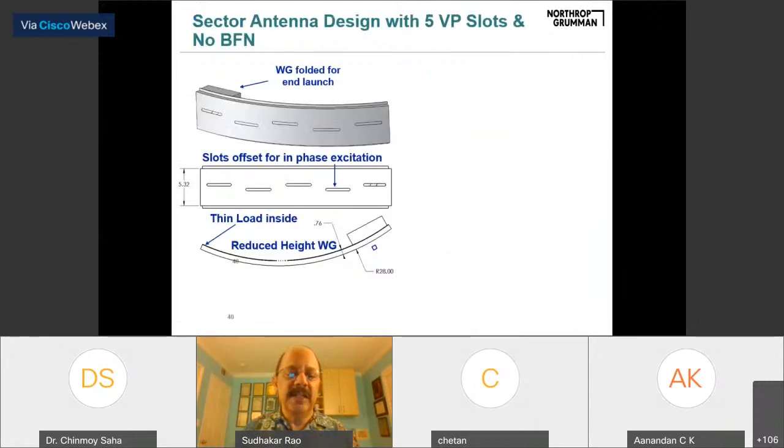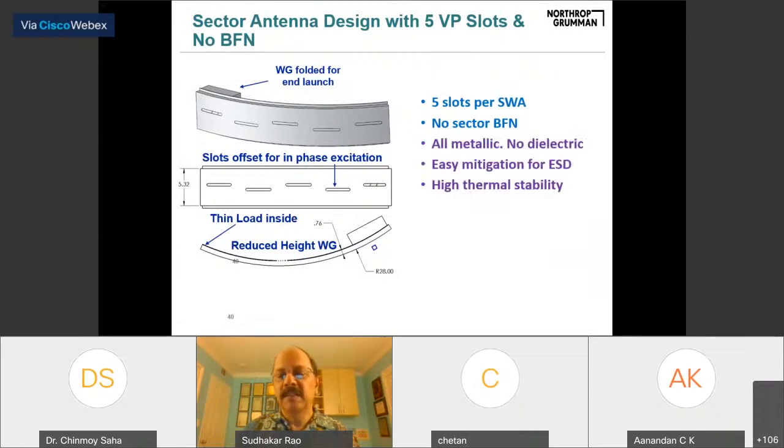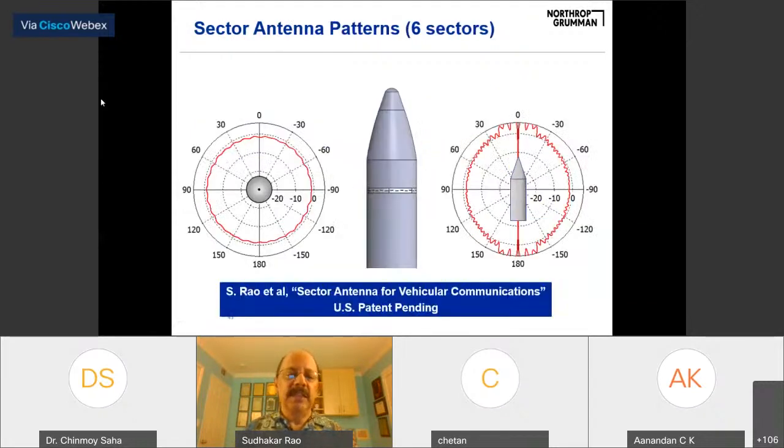This is how the sector looks. 5 slots per sector. There's no BFN. Everything is metallic. There's no issue with ESD or thermal stability, and it's also insensitive to tolerances. So when we do that, this is what we get. Actually, we are not there yet.